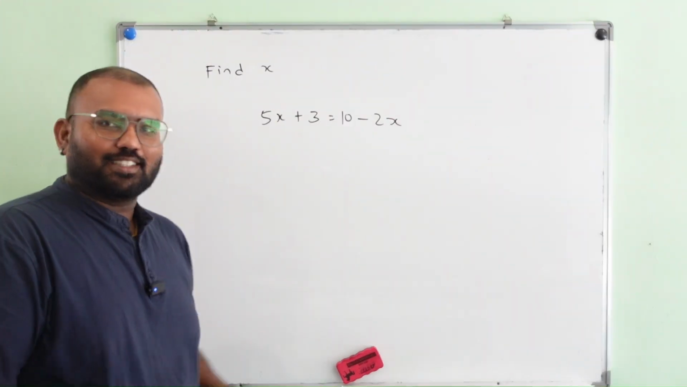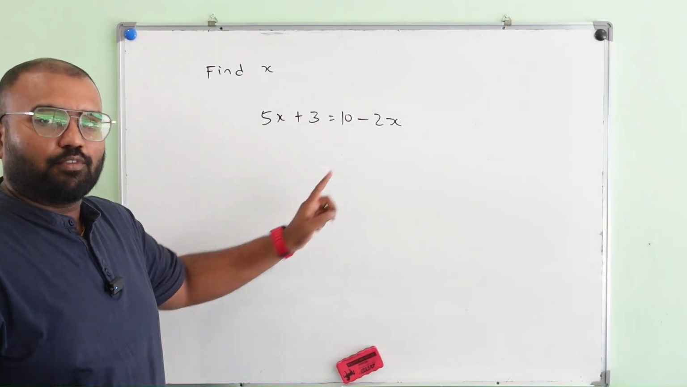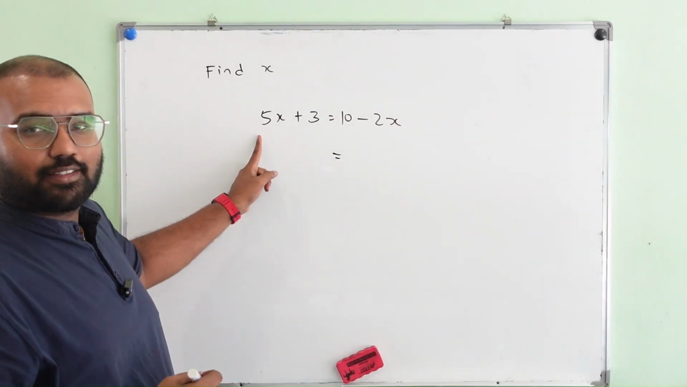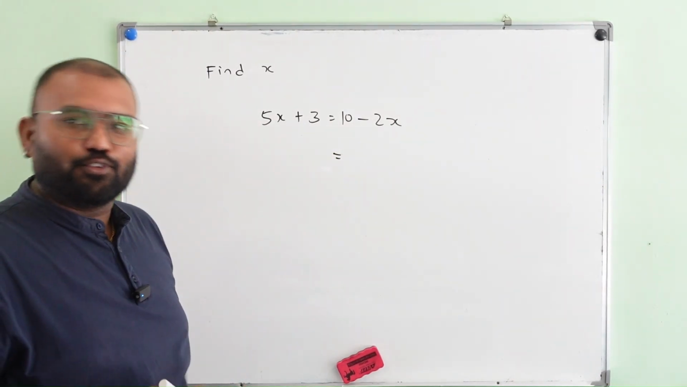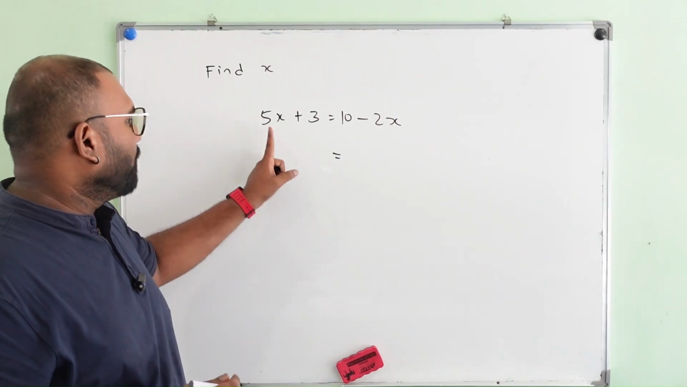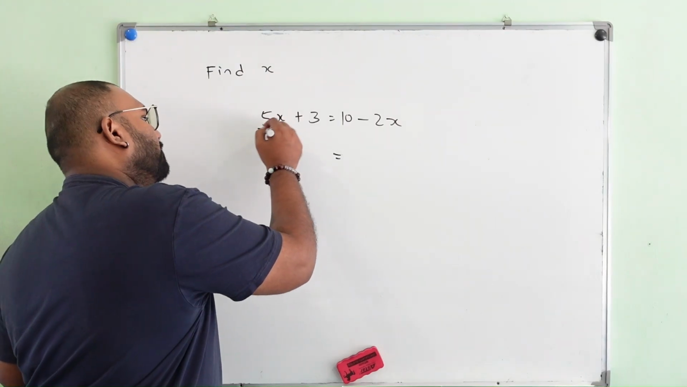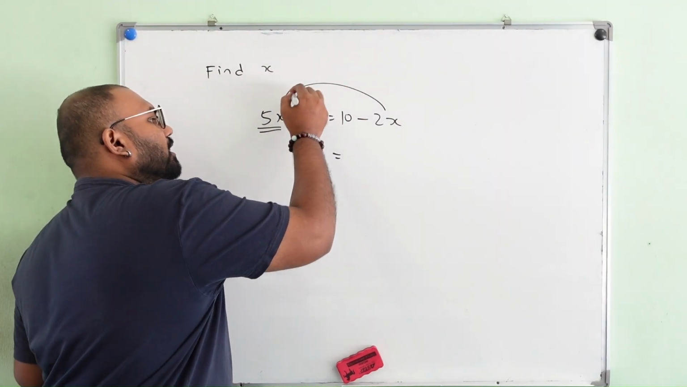Let's find x. We've got an equal sign. First step, we put the equal. And we look at the x. Here's x and here also got x. We look for the bigger x. 5x and negative 2x. 5 is bigger. So we choose the 5. We send the negative 2 here.